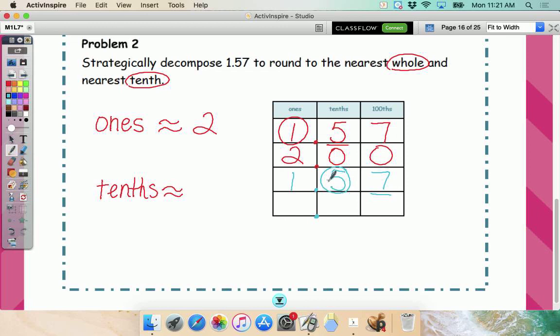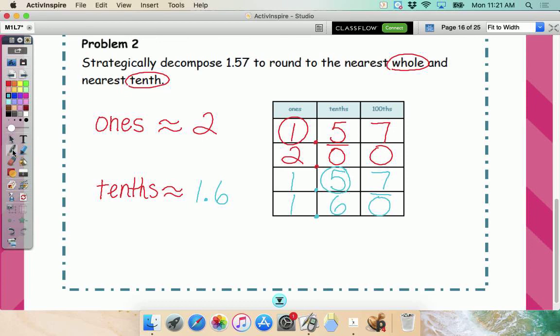So what's 1 more than 5? 6. Now flex your muscles like a hero. Digits to the right change to 0. All the other digits stay the same. Okay? So my answer for this one would be 1.6.